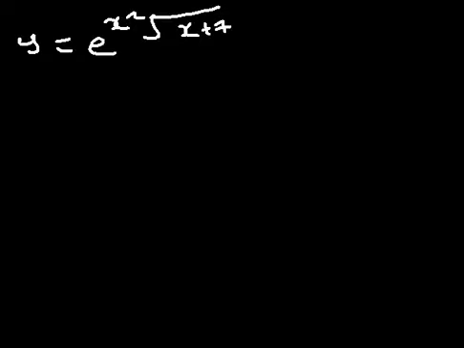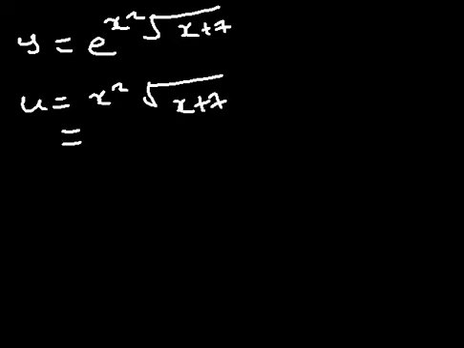And also think about this one as well. What if we have, let's say, y is equal to e to the power x squared times the square root of x plus 7. So what is the derivative of this function? Now this is the exponential function with the base e. So the principle behind it says that we'll have u is equal to x squared times the square root of x plus 7, which is the same as x squared times x plus 7 with the power half.